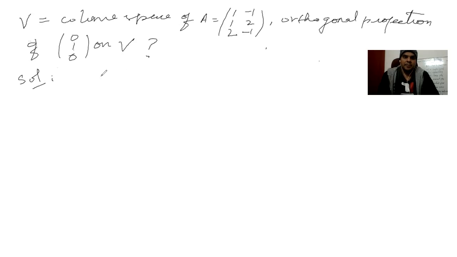So here they are saying that capital V is a column space of this matrix. We have two columns in A, so definitely V is a vector space spanned by two vectors, 1 1 2 and -1 2 -1. Suppose these two vectors are w1 and w2. And they are saying the orthogonal projection of this on V. Suppose this new vector is small v.